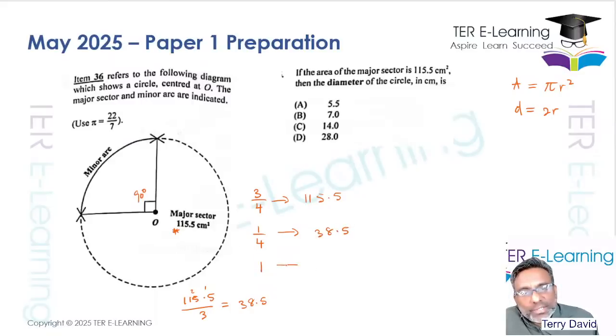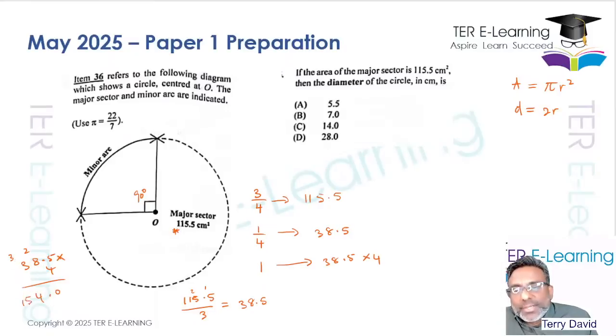So one full circle is going to be 38.5 by 4. Let's try to find space to work this here. 38.5 by 4. So that's 5 4s are 20. 8 4s are 32, 32, 33, 34. 3 4s are 12, that's 50. So that's 154. So therefore the area of the whole circle is 154 cm squared. That's the area of the whole circle.